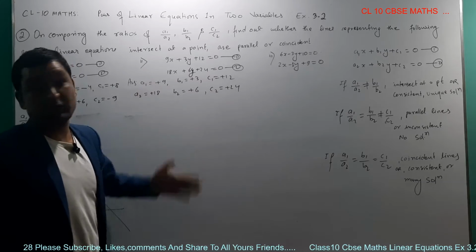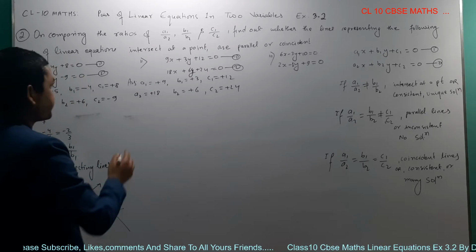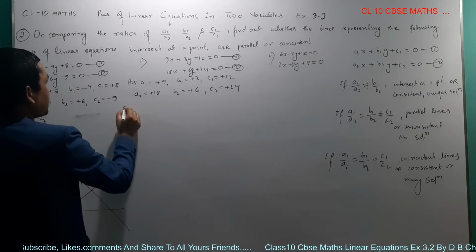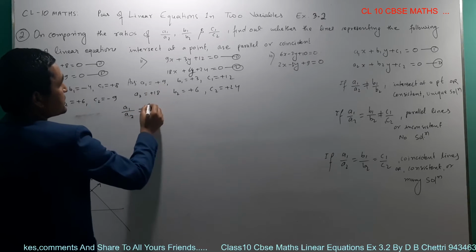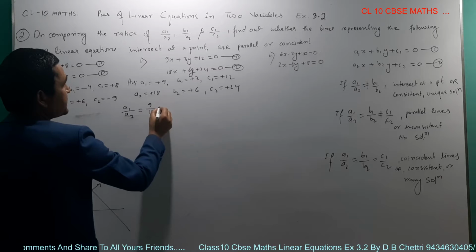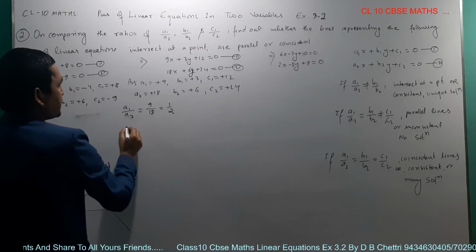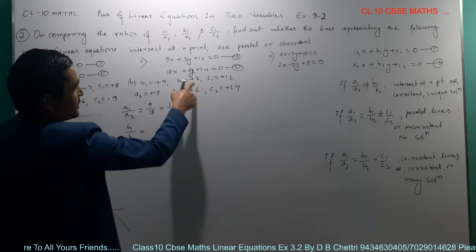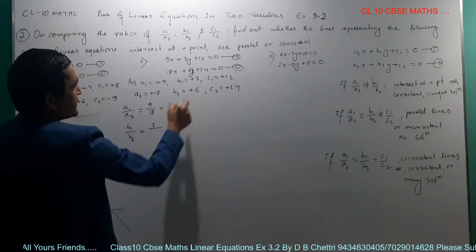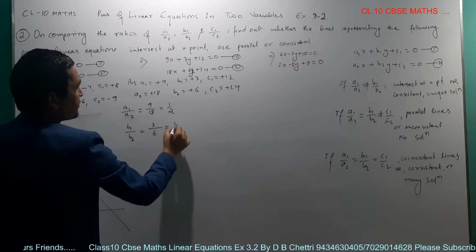That means all the ratios are the same. Now check it. A1 by A2. A1 is how much? Plus 9 by plus 18, that is 1 by 2. Then B1 by B2. B1 is how much? 3 by 6. Cancel it. 1 by 2.